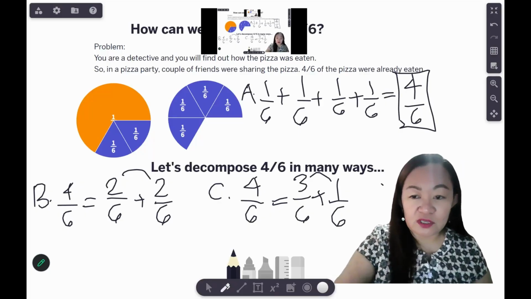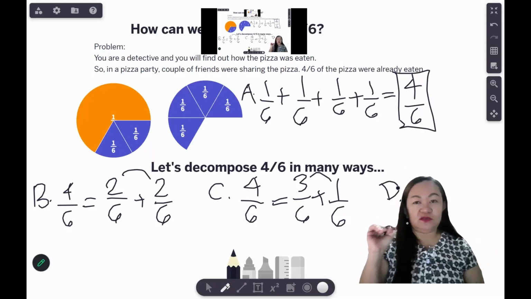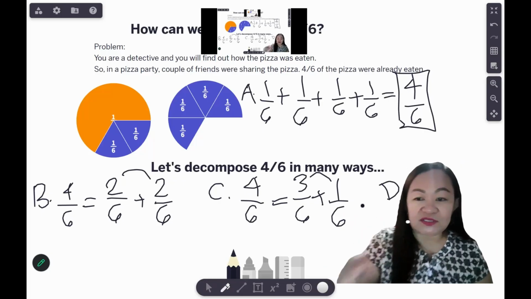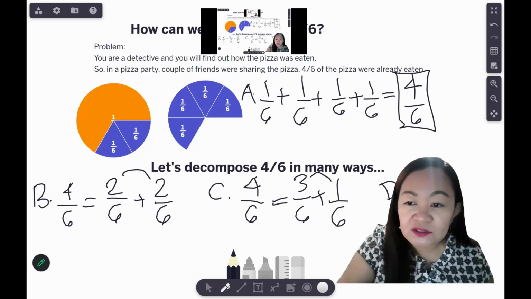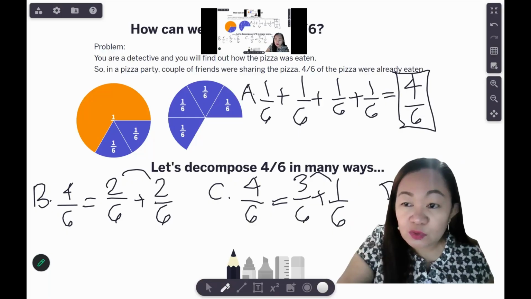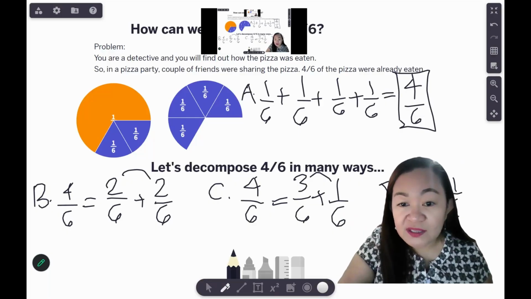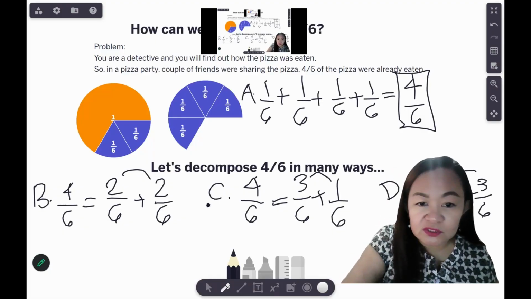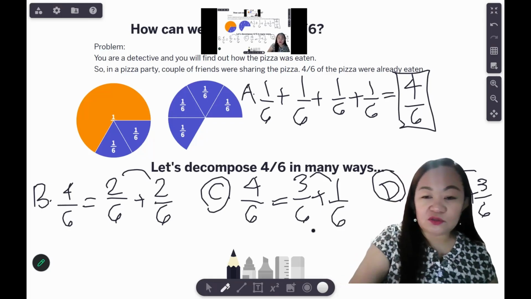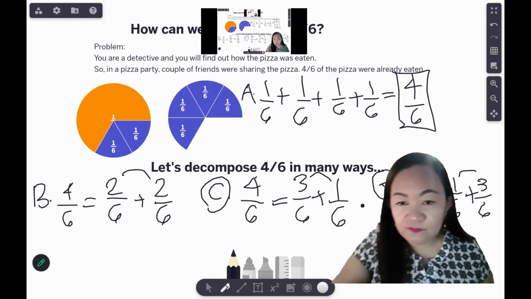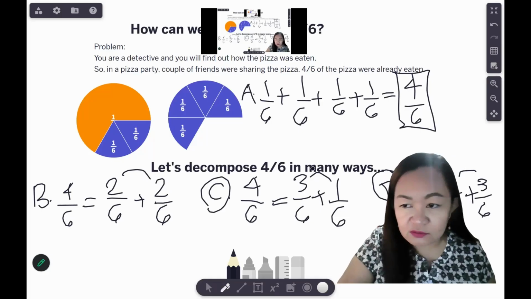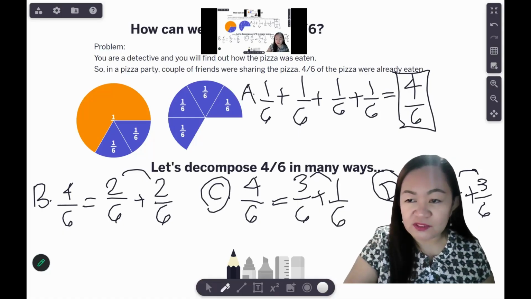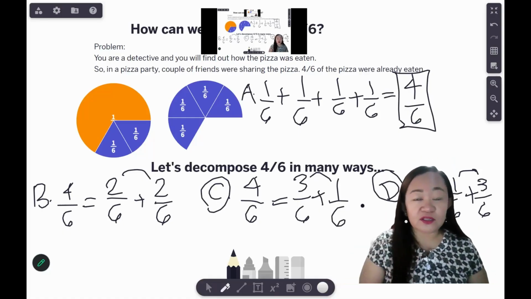Yes, you're correct. Okay, let's go to the style of letter D. Yes, Student C. How are you supposed to decompose 4/6? Okay, yes, very correct. 1/6 and then 3/6. Okay, I noticed something. Do you notice about the style of C and D? The numbers are just switched, right? Because 3 is right here first, and then 3 is now written right here. So it's still the same. 1 plus 3 is 4. Okay, you are learning. You're so good.